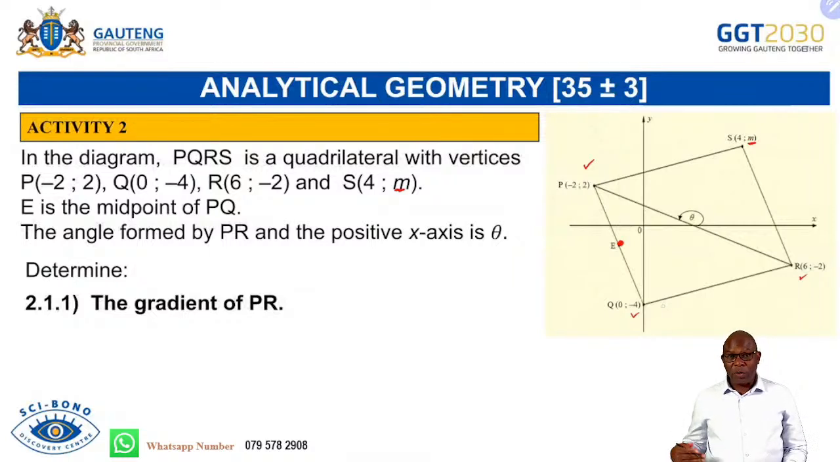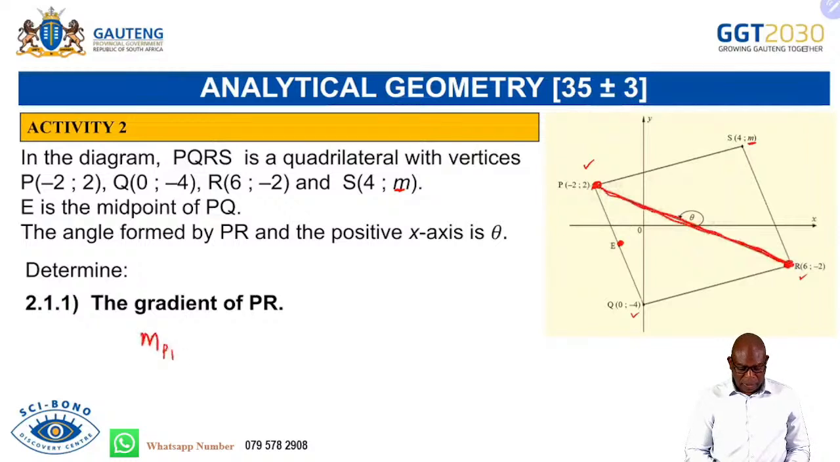The first question, can you see? The first question, they repeat themselves. The first question is, determine the gradient of PR. So I go to P, I go to R, and then this is the gradient of this line. Obviously, the gradient of that line, because it's a decreasing line, can you see it's decreasing? Then it will be a negative value. So I already know the sign of my gradient. So it's negative. The only thing that I need to do is to write down now the gradient of PR.